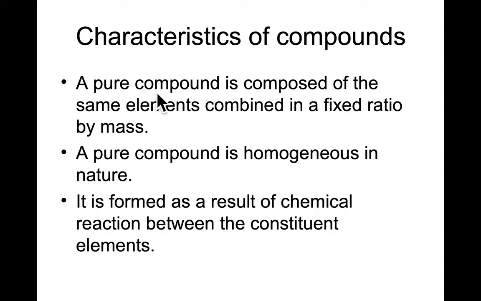Now, characteristics of compounds. A pure compound is composed of the same elements combined in a fixed ratio by mass. Means mass should be fixed. In mixtures you can take any ratio, but in a compound the ratio is fixed. A pure compound is homogeneous in nature. It is formed as a result of a chemical reaction between the constituent elements, and you cannot separate the constituents of compounds by simple techniques.